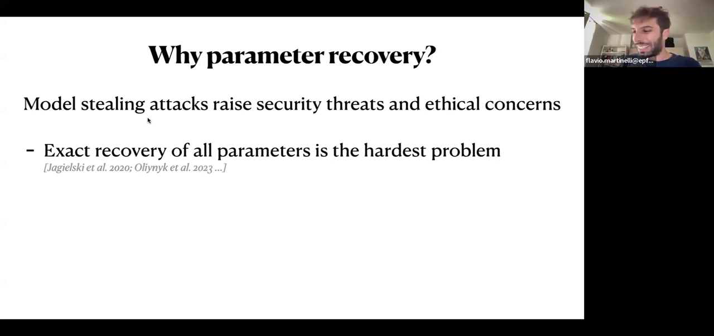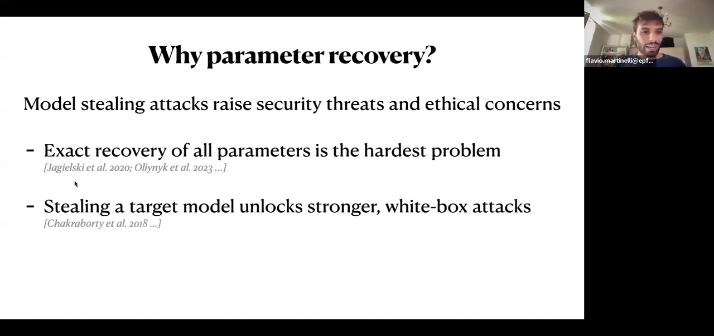And just to reiterate, I don't just want to learn a data set with a specific accuracy. I want to learn a network that solves the data set in exactly that specific way. That's why we believe it is the hardest problem. And it's not only us, there are other people as well.